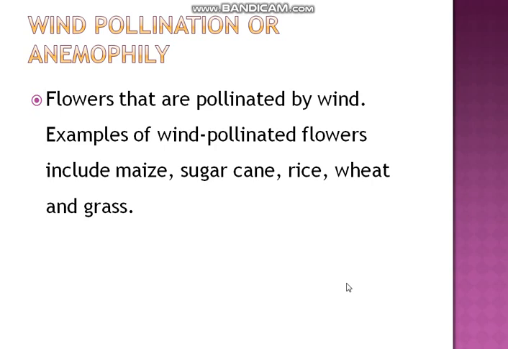And let's move to wind pollination or anemophily. Insect pollination we call entomophily, and wind pollination is called anemophily. Flowers that are pollinated by wind are called wind pollinated. Examples are maize, sugarcane, rice, wheat and grass.